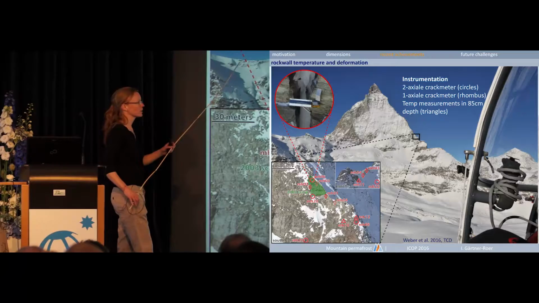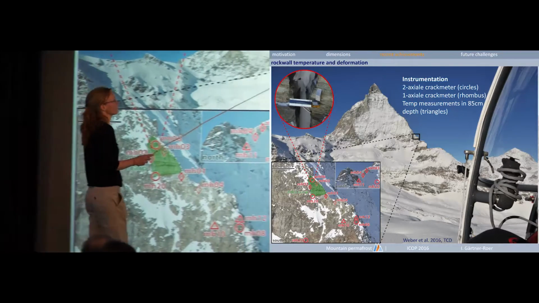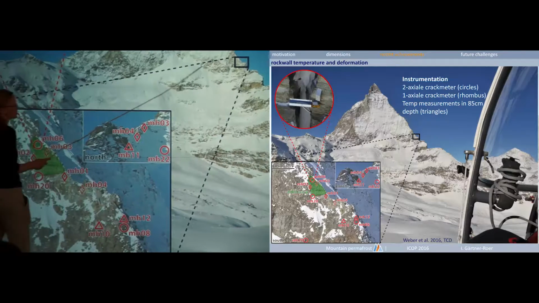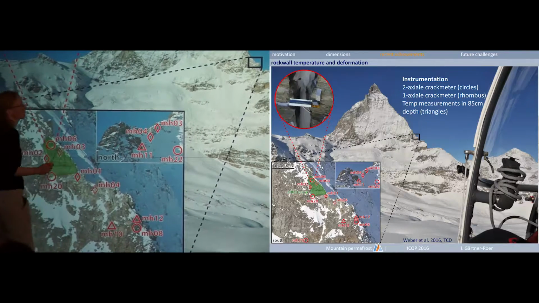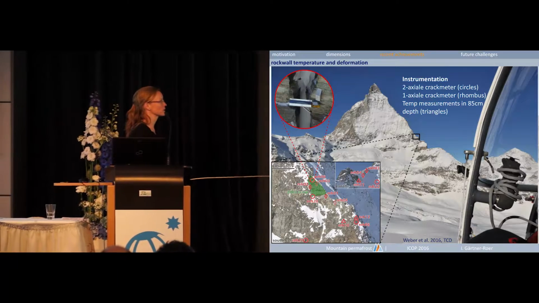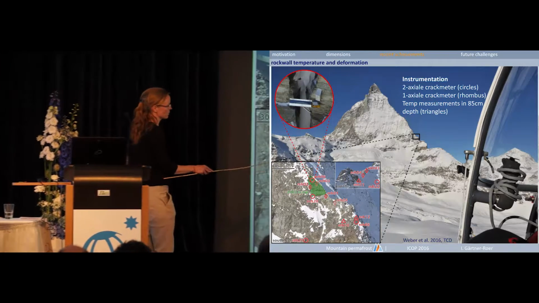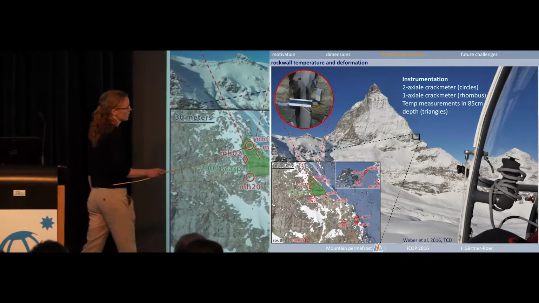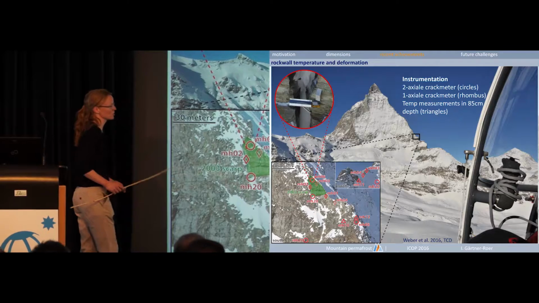And actually, they went there and installed different measurements up here, not only temperatures in the depth of 85 centimeters, but also crack meter, 2 axial and 1 axial crack meters. You see here the different devices, how the setup is, and the different sides of this mountain ridge.